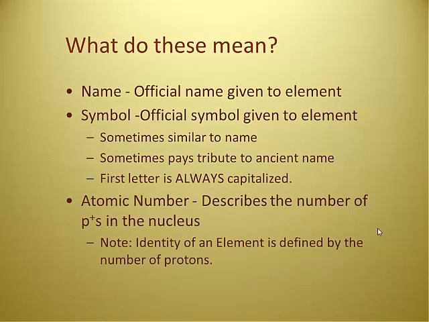Okay. What do these mean? The name is the official name given to the element. The symbol is the official symbol given to the element. Sometimes it's similar to the name, like in the case of carbon. Carbon, C. Very nice and simple.